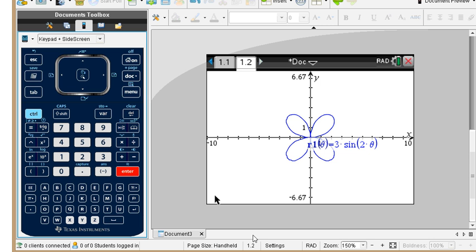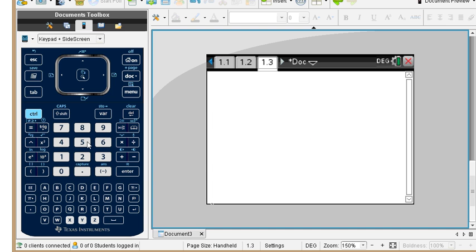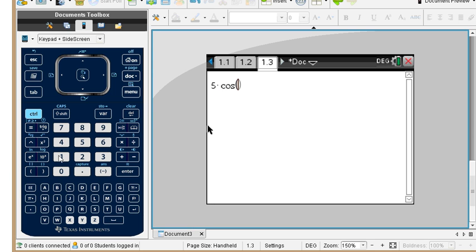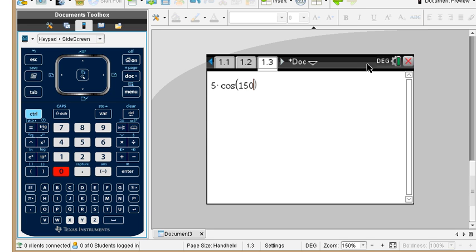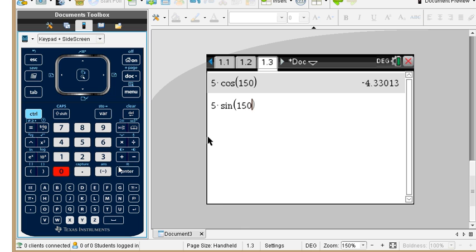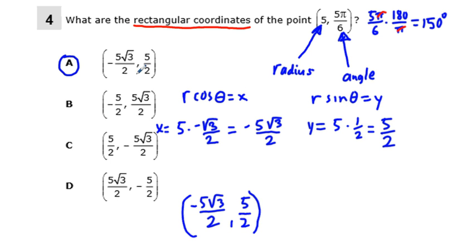Alternatively, you can go to your graphing calculator, and I have a TI-Nspire CX calculator. We can put in 5 times cosine 150 degrees and make sure that we're in degrees, which we are. So we get negative 4.33, and then we put in 5 times sine of 150 degrees. Should get 2.5, which we do. And we can just check our answers here for equivalency by just entering these numbers in here and see which are equivalent.